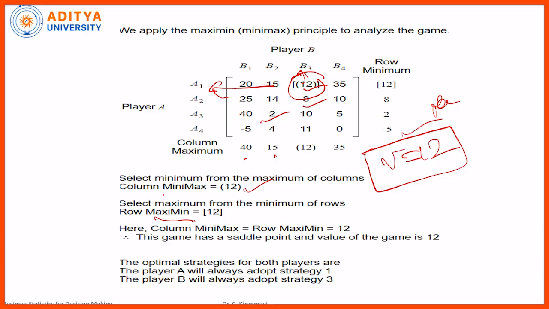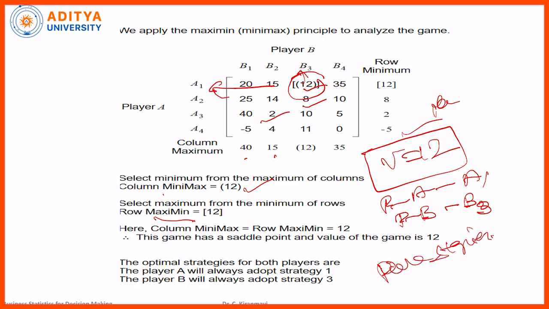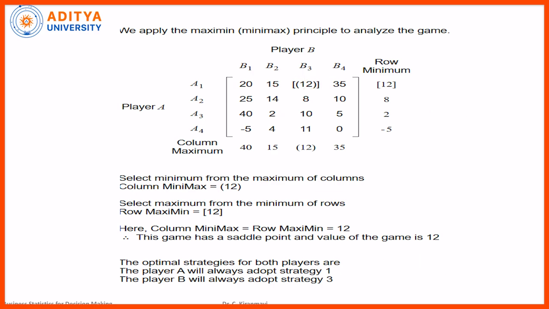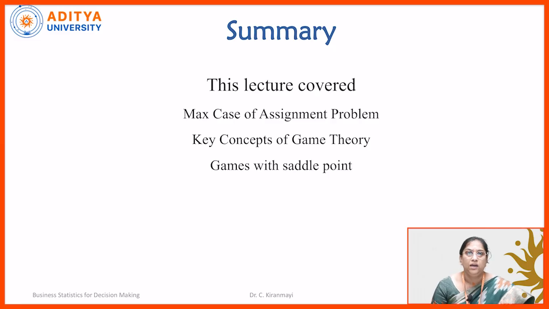Therefore, we can say that the optimal strategy for player A is A1, the optimal strategy for player B is B3, and the players are said to be using pure strategies, since there is a saddle point and we can determine exactly which strategy they are going to use. Therefore, this is how we can solve the m by n game.